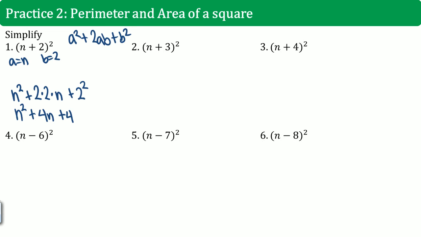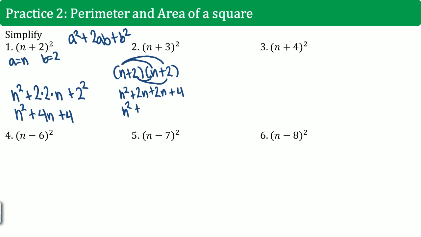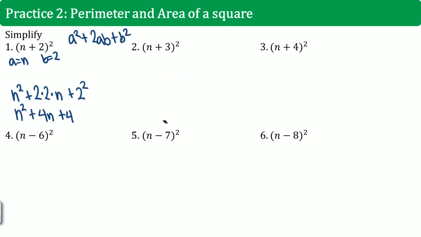Even if you distribute, let me show you if you do it the long way. N times n gets you n squared. N times 2 gets you 2n. 2 times n here gets you 2n. 2 times 2 here gets you 4. N squared plus 2n plus 2n gets you 4n. Bring down the 4. You see? You get the same answer. Just a shortcut. Again, you don't need to know the shortcut if you want to do it by hand.